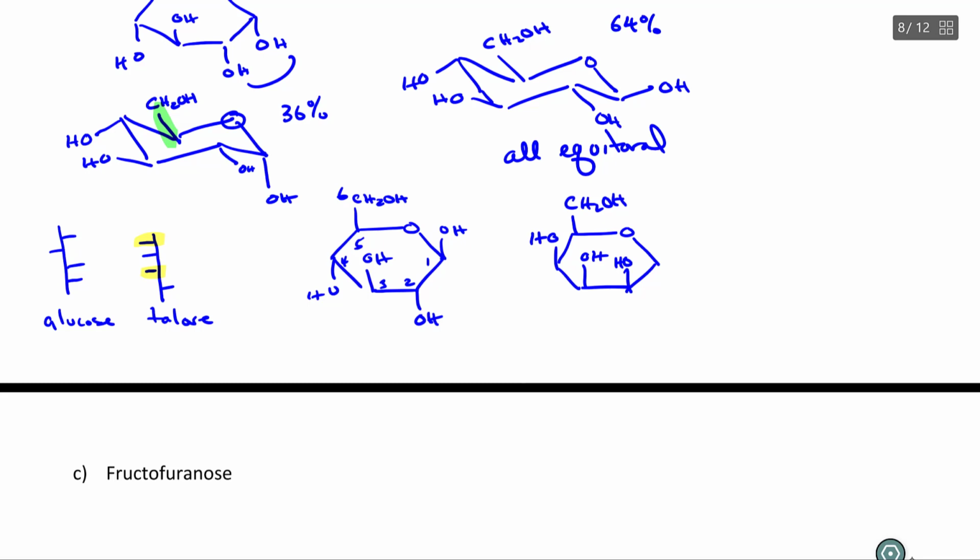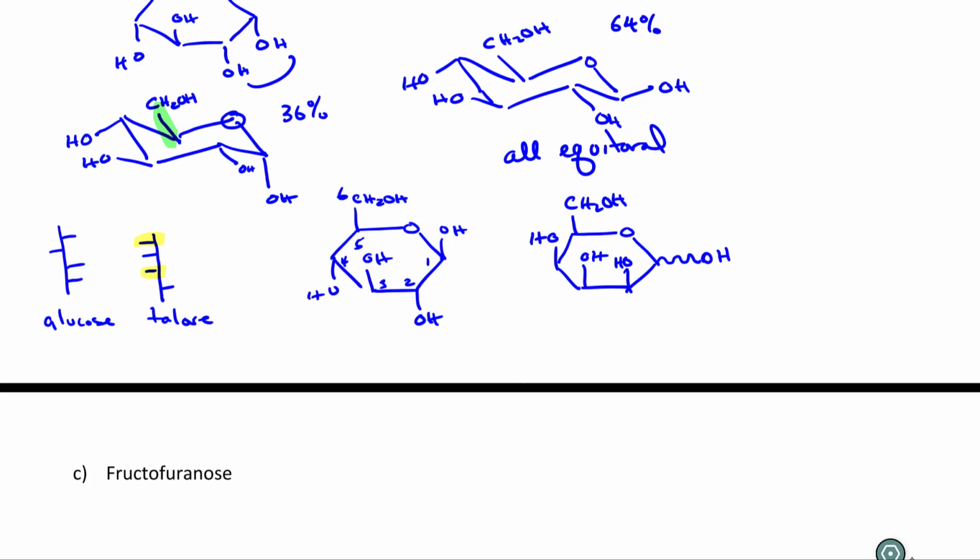So it would look like that. And then whether or not it's alpha or beta will determine whether this is going up or down. A lot of times the way we designate either possibility, we use that squiggly line and attach it to the OH. So that generally represents both the alpha and the beta.